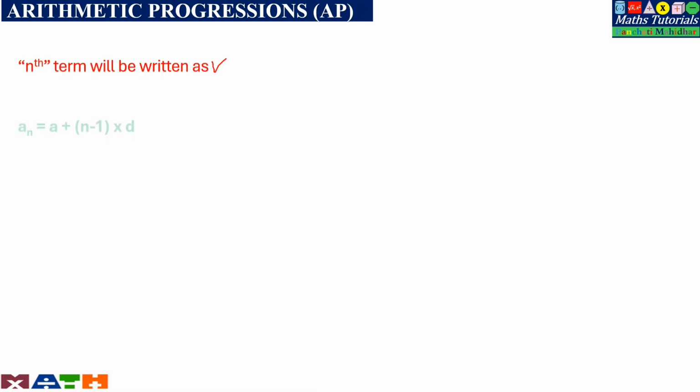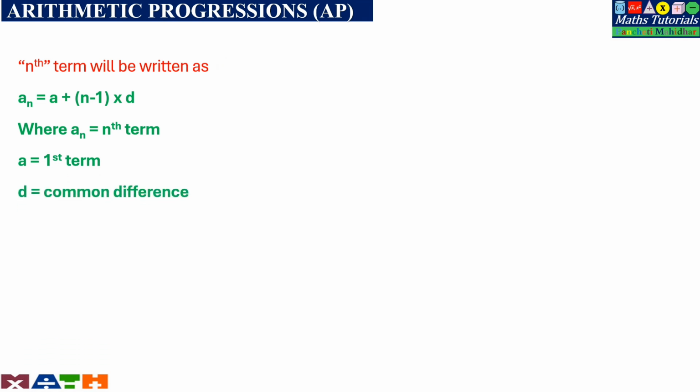Nth term will be written as an is equal to a plus n minus 1 into D, where an is equal to nth term, a is the first term, D is the common difference.